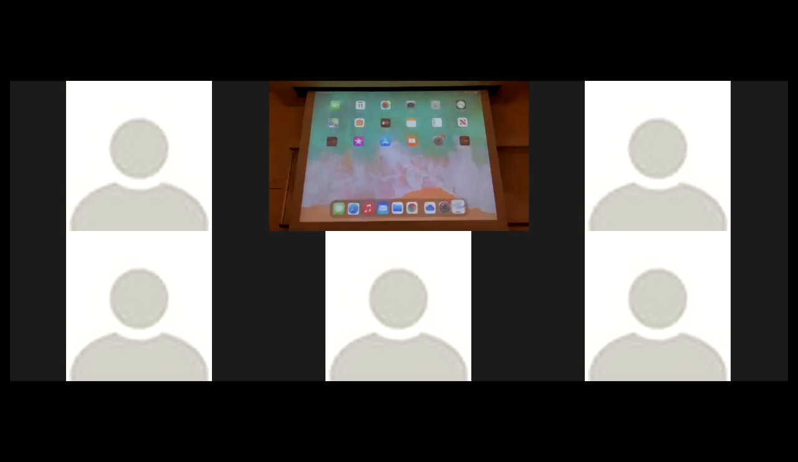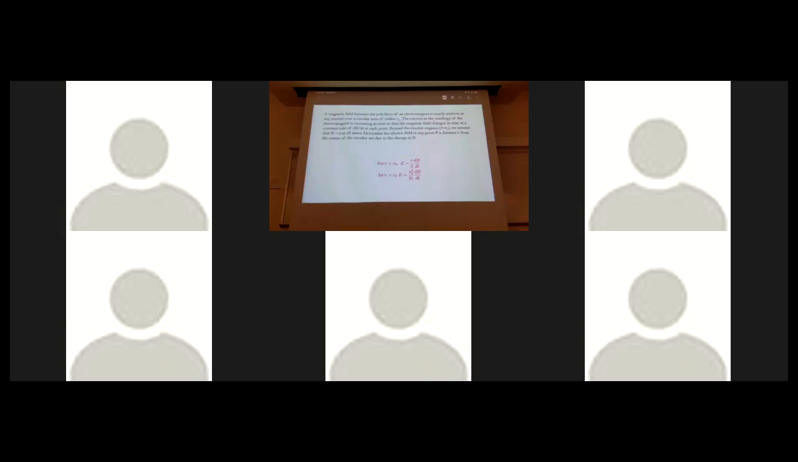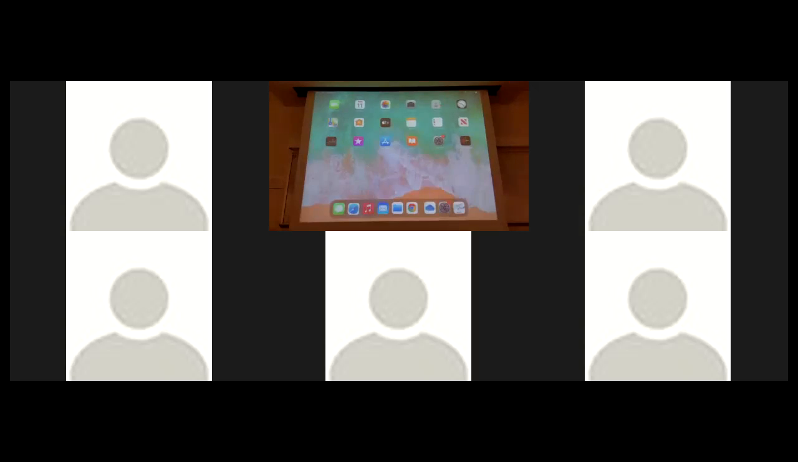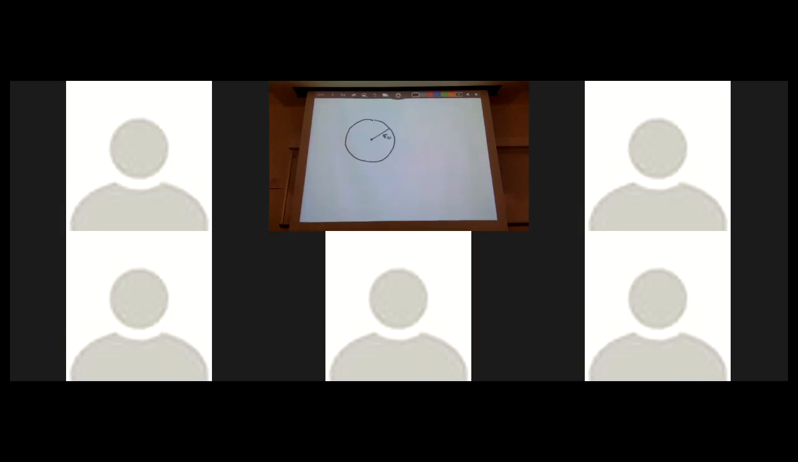I know we got most of the pieces here, but let's do an actual example. This says we have a magnetic field between the poles of an electromagnet that is nearly uniform at any instant over a circular area of radius r0. So let's start drawing a picture. Let's say this is my circular plate. This has a radius of little r0. And what we're saying here is that we have a magnetic field anywhere on the interior, which is pointing in this direction, and this is spatially constant. So here, B is not a function of position.